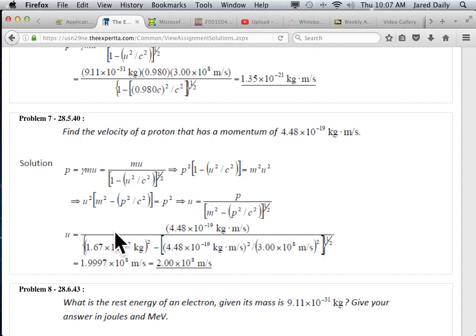So anyway, once you've got that, you can just plug in everything that they've given you. Because they've told us the momentum, that's the p, and we know the mass because it's a proton, and we know c because that's the speed of light. You just plug in those numbers and you're good to go. 2.0 times 10 to the 8 meters per second is what they get. So getting very close to the speed of light there. About 0.67 the speed of light.